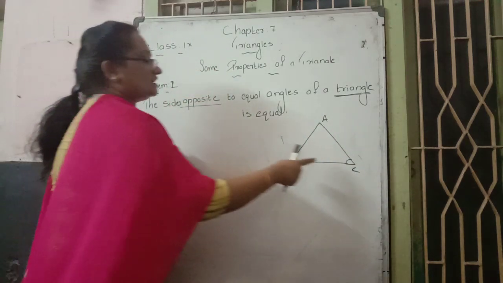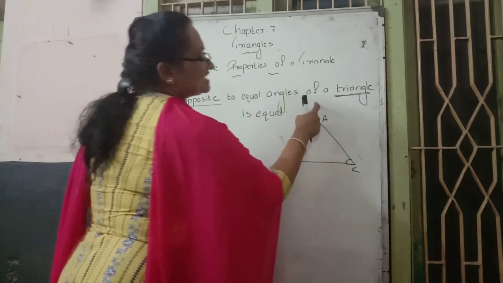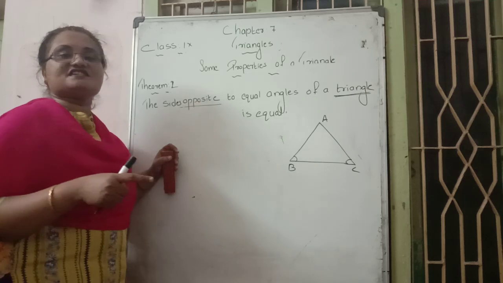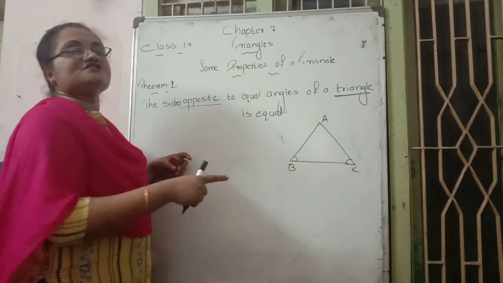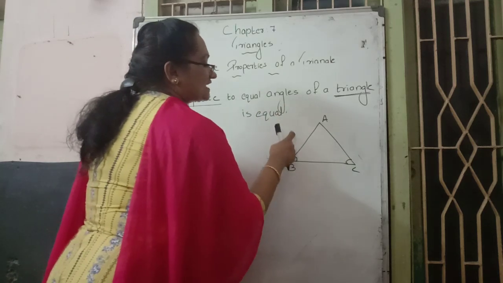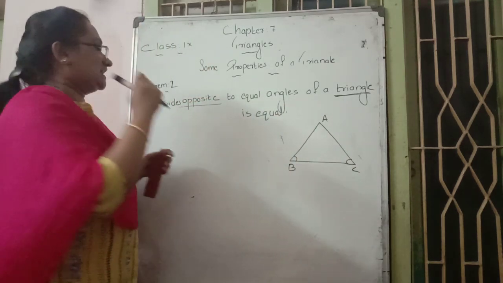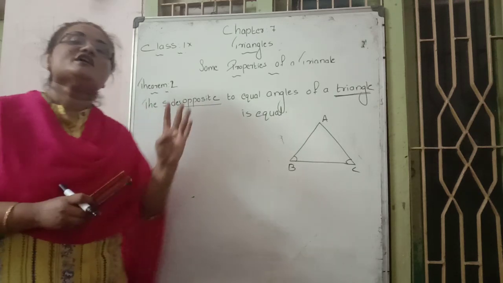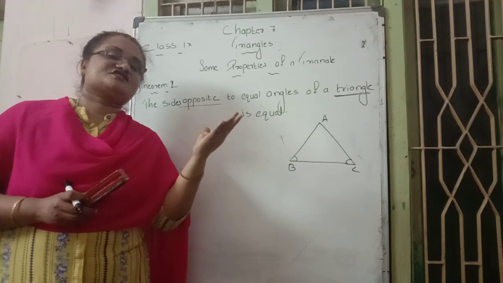So here, with respect to angle C in triangle ABC, AB is the opposite side, and with respect to angle B, AC is the opposite side. So angle B and angle C are equal. That's why equal angles have equal opposite sides. We want to prove that one. So here also we need 4 steps.